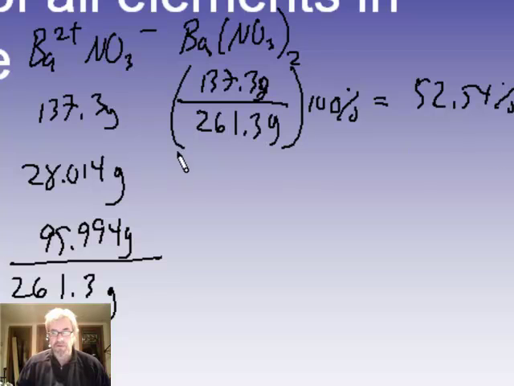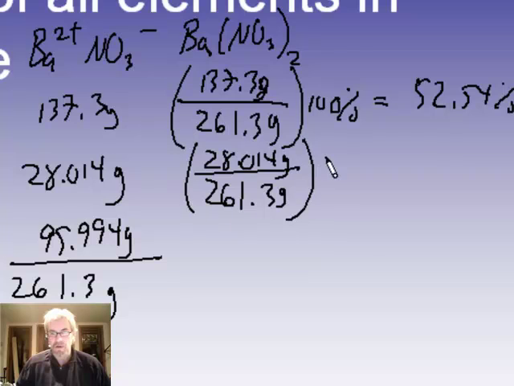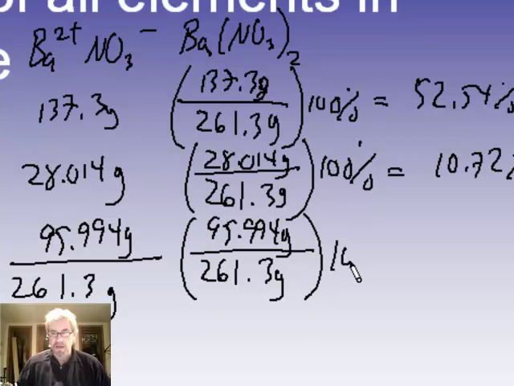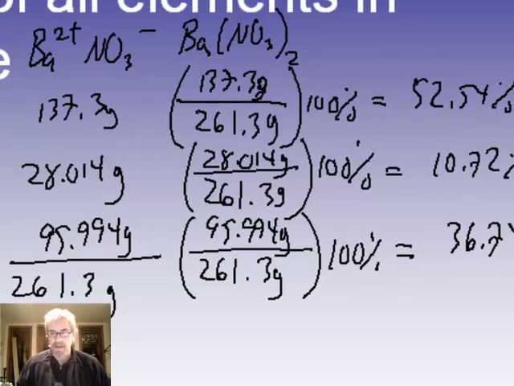Nitrogen: 28.014 is the mass of nitrogen in the compound, and the whole compound weighs 261.3 grams. So that ratio is turned into a percent by multiplying by 100, and I come up with 10.72% nitrogen. Oxygen: 95.994 grams of the compound are made of oxygen, and the whole compound for 1 mole weighs 261.3 grams. So I'll change that into a percent, and I come up with 36.74% oxygen.